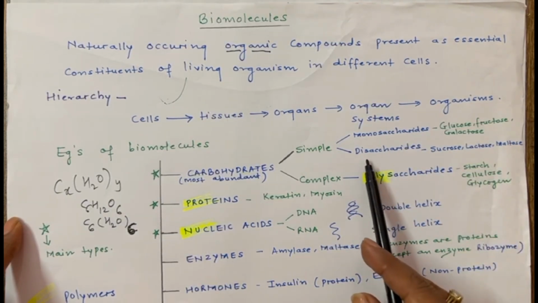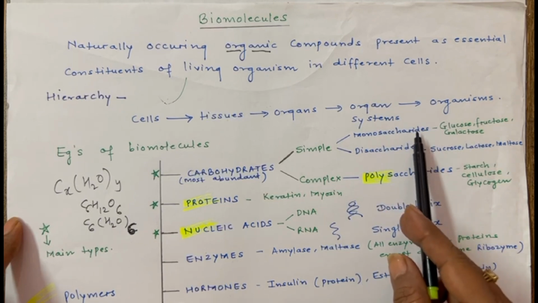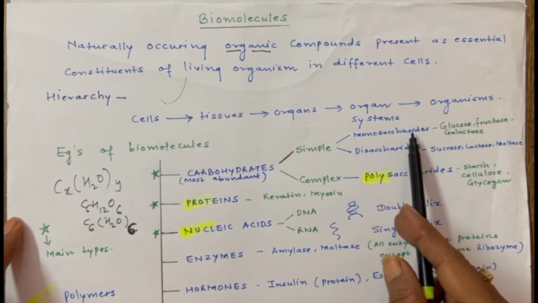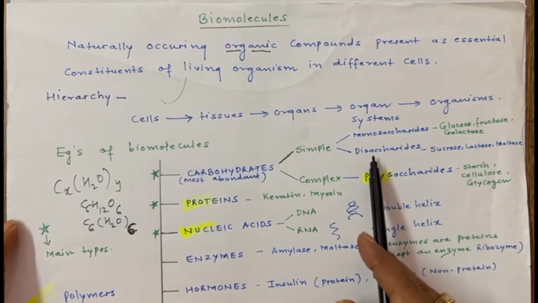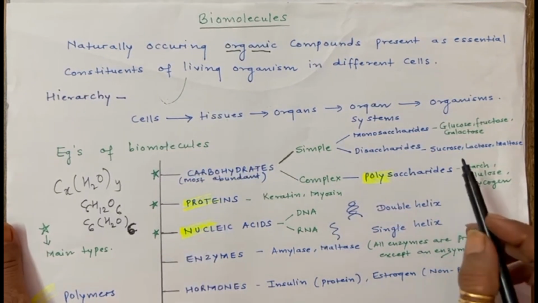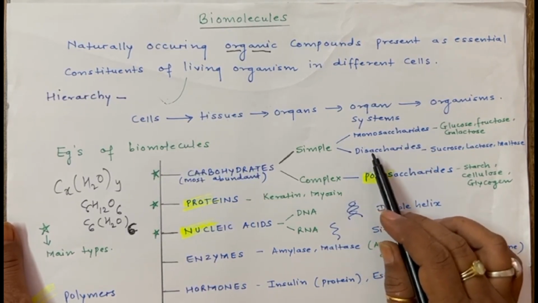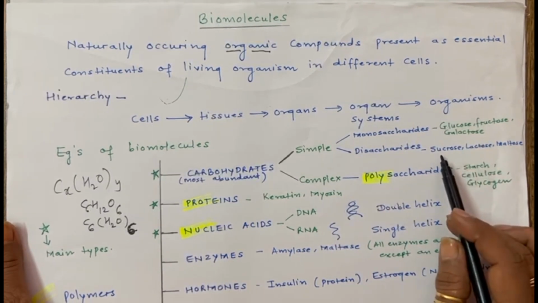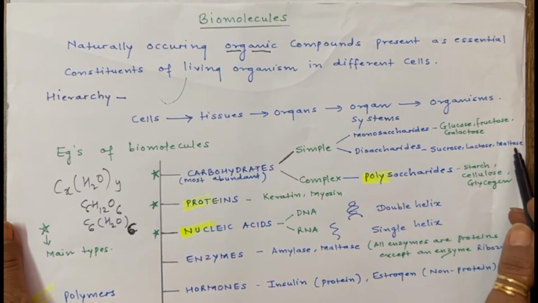Disaccharides, as the name suggests, they are having two units, whereas monosaccharides are having just one unit. Monosaccharides, if you boil with water and acid, they will not break down. Whereas disaccharides, if you boil them and cause their hydrolysis, you will find that they break down to two units or two molecules. Like we have sucrose, it's a disaccharide. We have lactose and we have maltose.